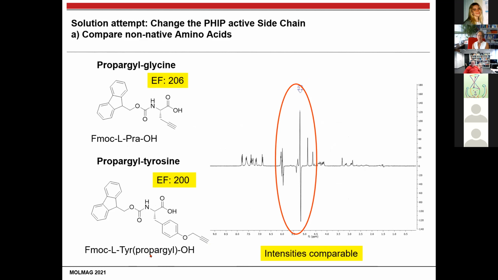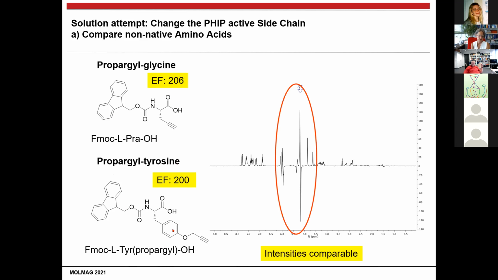In order to test this, we thought, okay, what's another possible non-natural amino acid which we can use, where the triple bond is farther away from the peptide, in order to avoid any blocking effects. And for this, we used the propargyl tyrosine. And first we tested it as a native amino acid. These are just the protection groups here. And you see basically for the native amino acids in both cases, with a bit better setups than our first experiments, we got enhancement factors on the order of about 200. So both native amino acids work quite well.